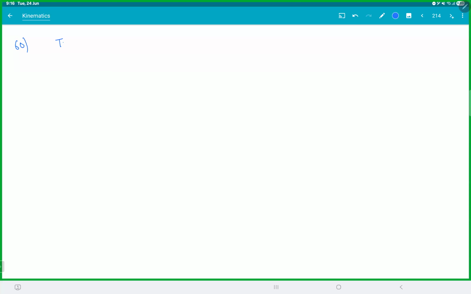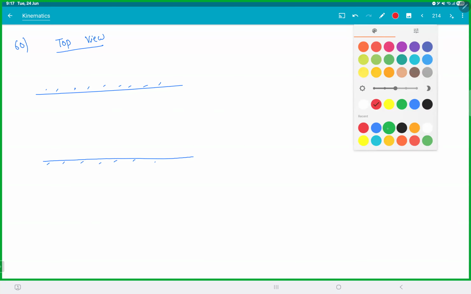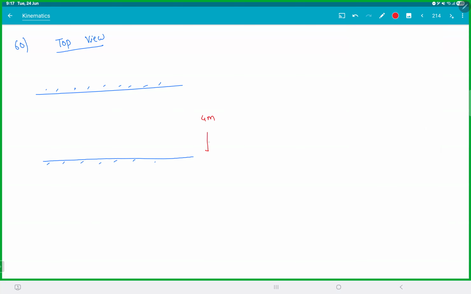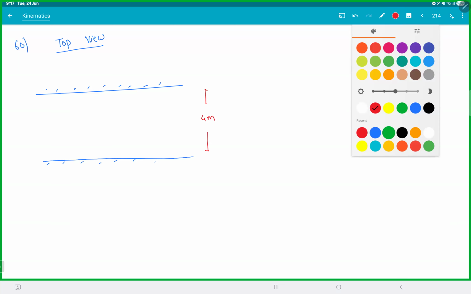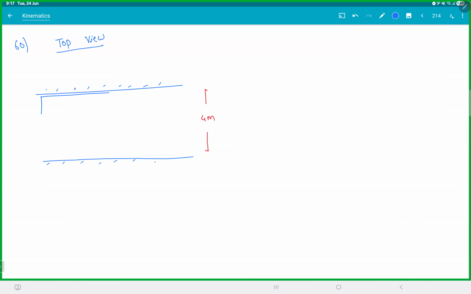This is another good question. Let's say this is a top view. You're seeing from the top, maybe a building or something. So there is a road here. The width of the road is 4 meters. It's a one-way road. So we have a bus here, which is coming in this road, exactly fitting the road. There is no gap. The bus's width is also 4 meters, which is almost fitting here. And the bus is traveling with a speed of 4 meters per second.